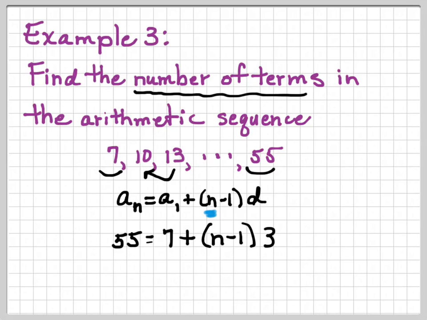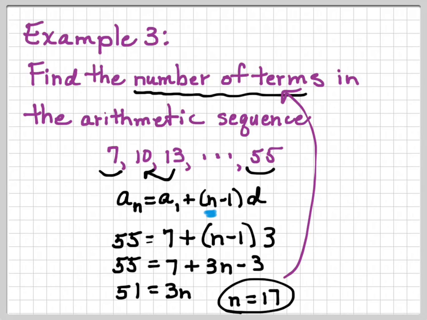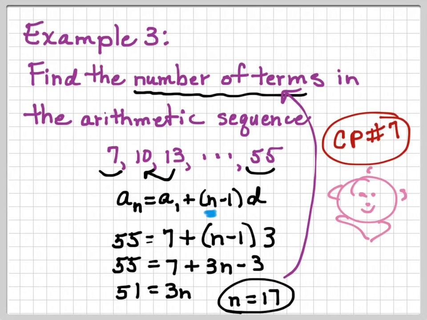Now if you distribute your 3, 55 equals 7 plus 3n minus 3. 7 minus 3 is 4, and 55 minus 4 is 51, equals 3n, so n equals 17. So the number of terms that we're looking for is 17. So go ahead and do your checkpoint number 7, and I'll see you in class.